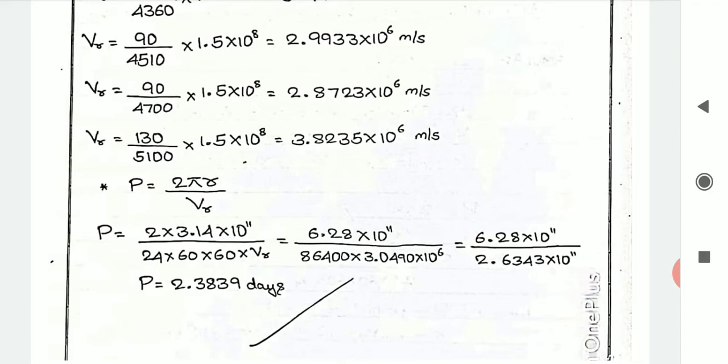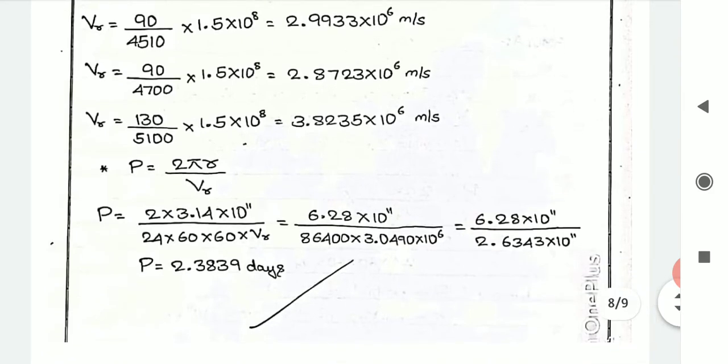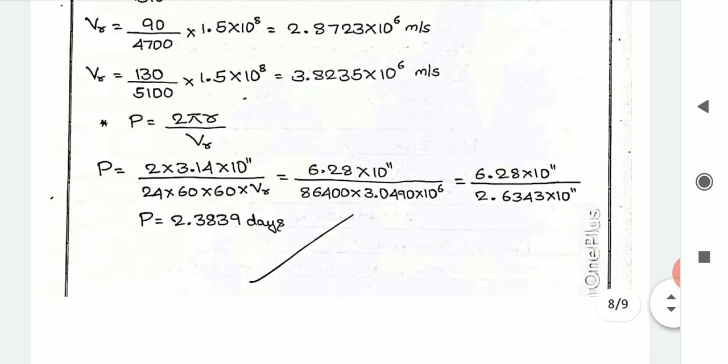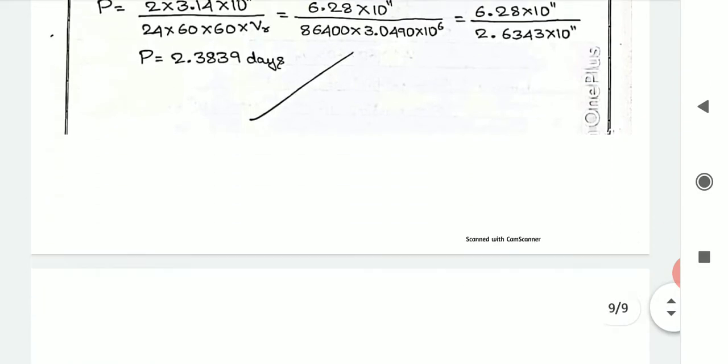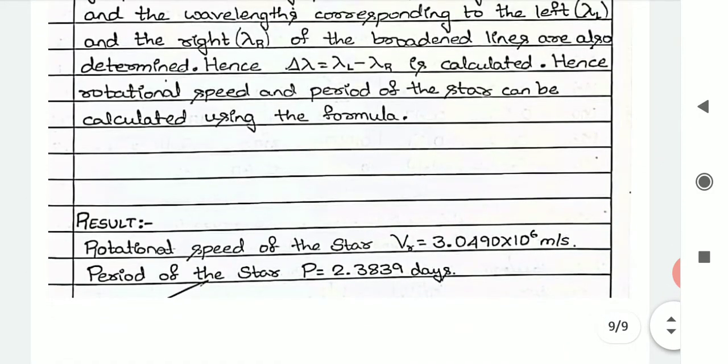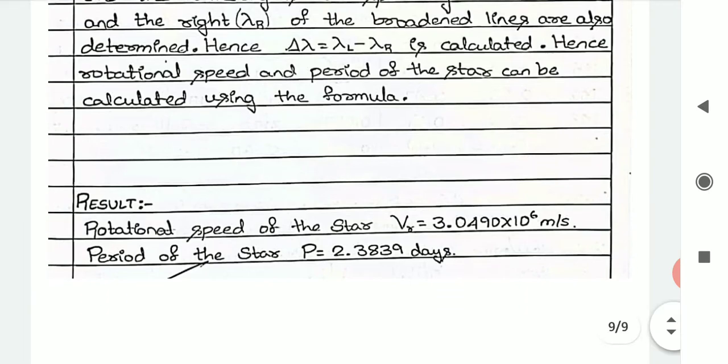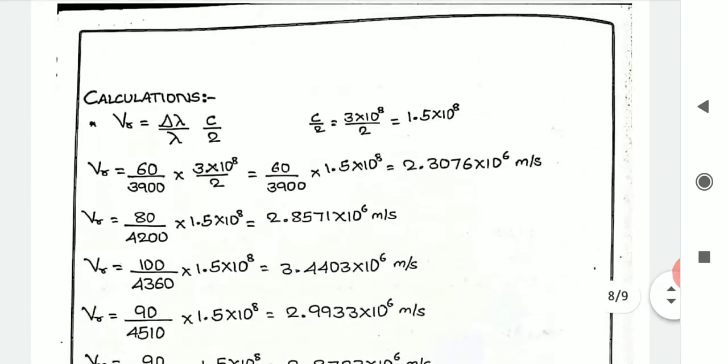To calculate the rotational period, P is equal to 2 pi r by VR. 2, 3.14, r is 10 to the power of 11, VR 24 hours, 60 minutes, 60 seconds, into the VR we got above. Substitute there, simplify: the rotational period is 2.3839 days. This is the experimental part. At last you have to write the result here. Rotational speed of the star VR is equal to 3.049 into 10 to the power of 6 meter per second. Period of the star is P is equal to 2.3839 days.